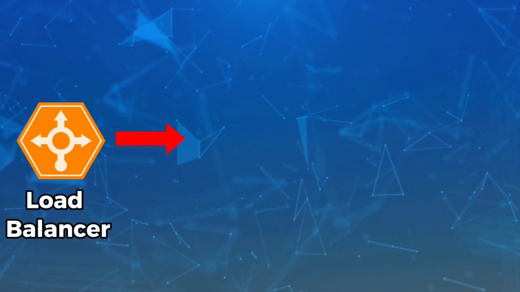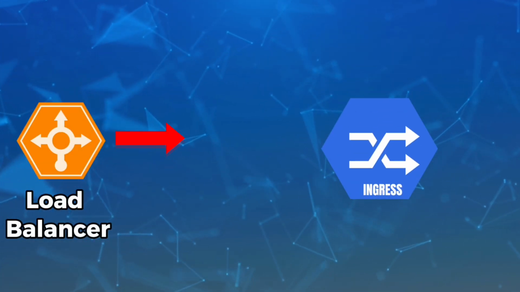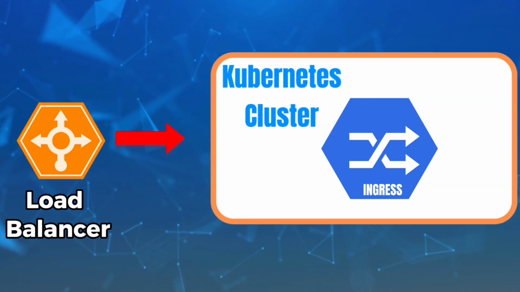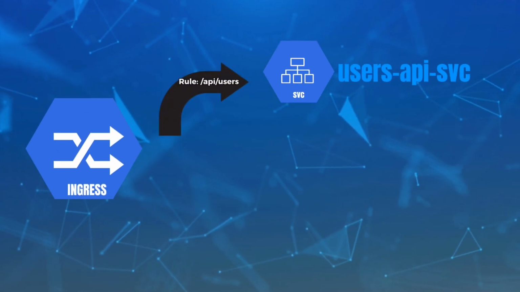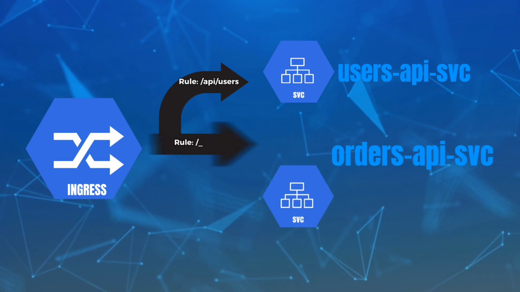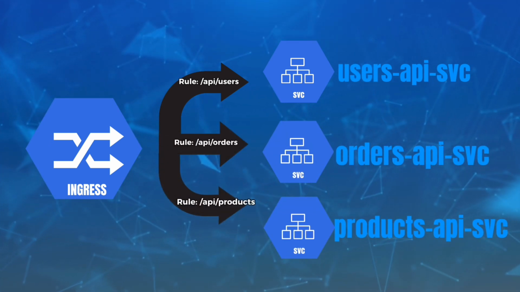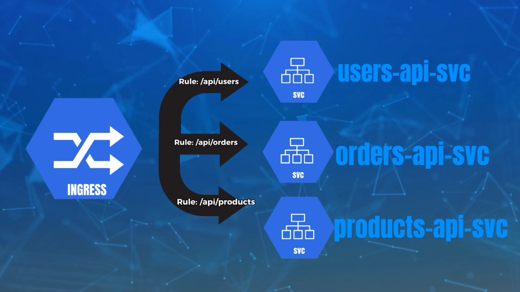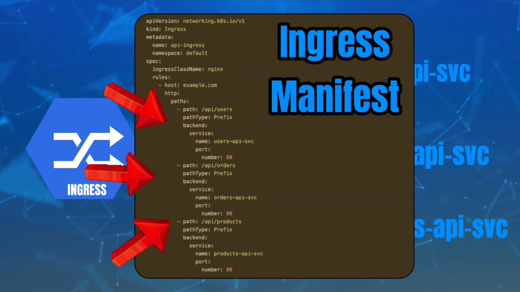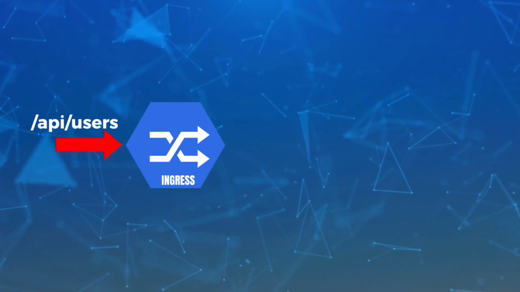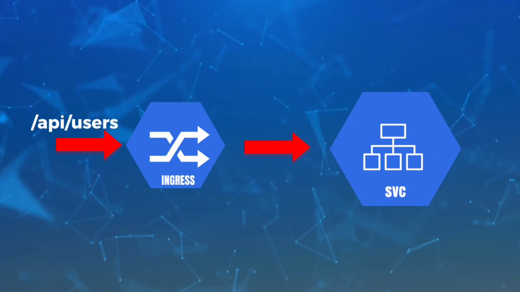Next, your request reaches the Ingress Controller inside the Kubernetes cluster. Think of the Ingress Controller as a traffic manager. It checks the request path like /API/users and decides which service inside the Kubernetes cluster is going to handle the request based on the predefined rules. Once the Ingress Controller knows where to send the request, it forwards it to the Kubernetes Service.